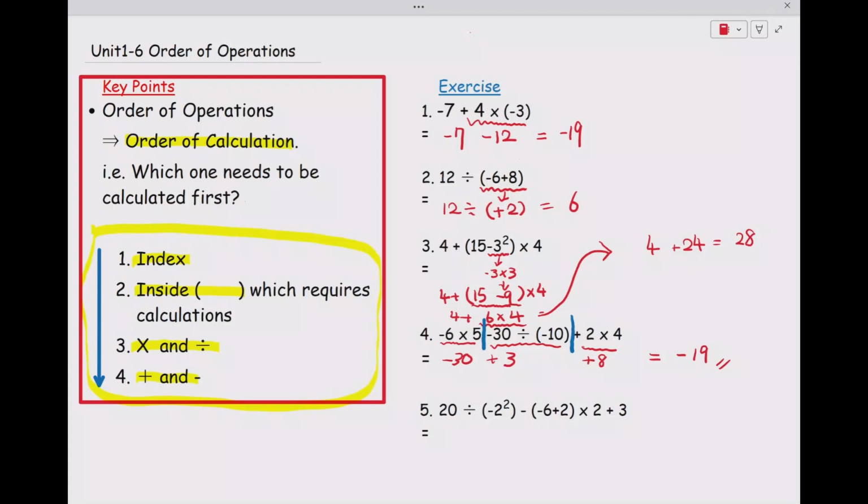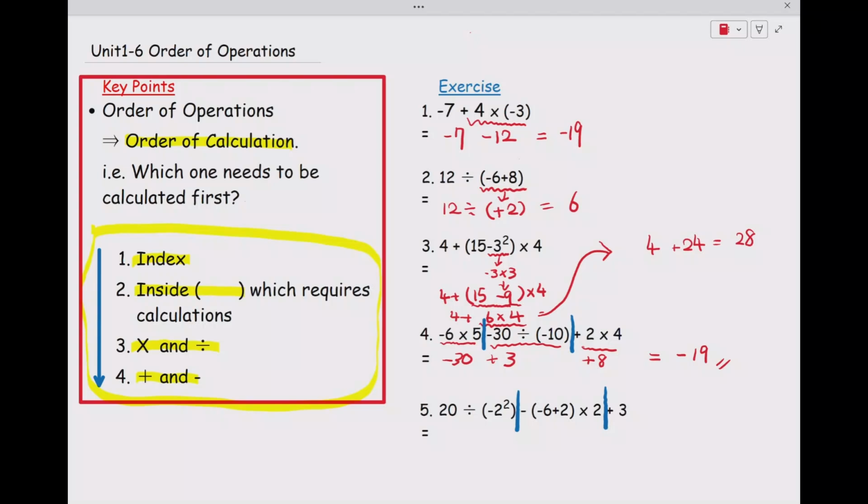Now, the last question. It gets more and more complicated, but hang in there. Question number 5. 20 divided by bracket minus 2 to the second power minus bracket minus 6 plus 2 times 2 plus 3. This is a long equation. So, first, let's draw lines in front of plus and minus signs to break it up into smaller pieces like this. And then, we apply the order of operations.